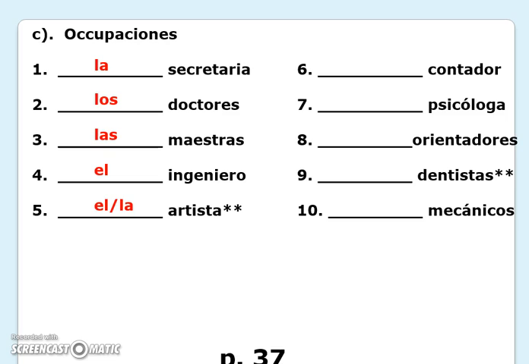Number 5, it's either el artista if it's a boy or male artist, or la artista if it's a female artist. Remember, any word that ends in ista can be masculine or feminine. Number 6, el contador. Number 7, la psicóloga, both end in an A. Los orientadores, masculine plural. Los or las dentistas, both work because there's the word that ends in ista again, except for now it's plural. So it has to be los or las. And number 10, los mecánicos.